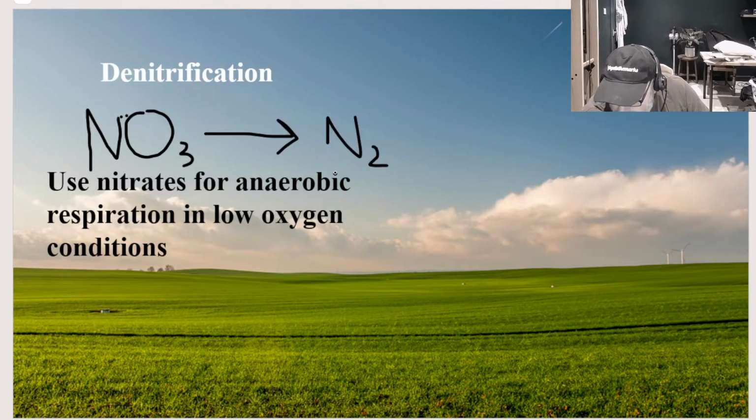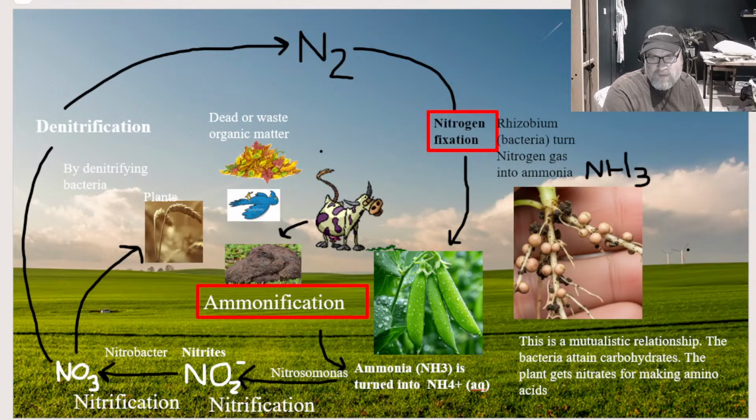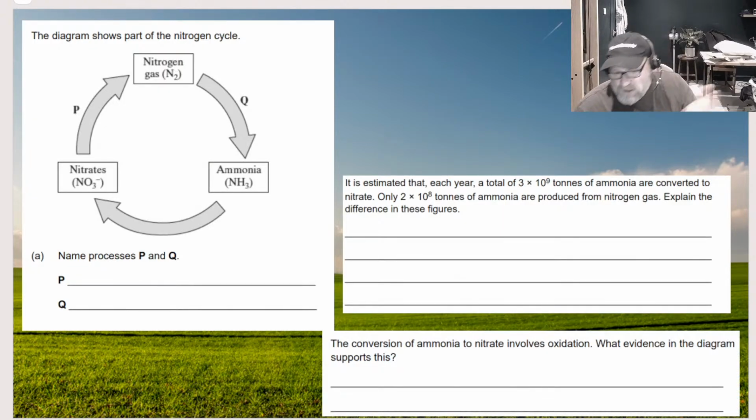Okay, we're going to get on and do some questions in a second because it's basically all wrapped up. Plants can then take in nitrates by active transport. Let's have a little go at some questions and see if we can apply those.